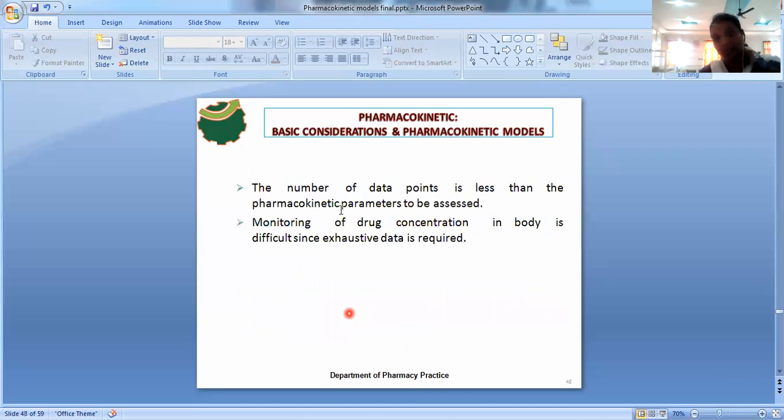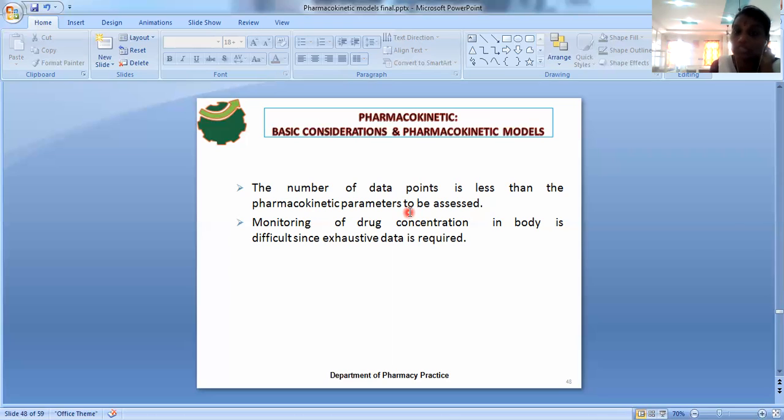And apart from that, the number of data points is less than the pharmacokinetic parameters to be assessed. In the compartment models, data fitting is done for each and every time period, and according to the time period you can consider numerous pharmacokinetic parameters. But here, the data points, the results you are getting, are fewer than the pharmacokinetic parameters. You will get a very limited number of data points. It is not enough to estimate the maximum number of pharmacokinetic parameters.